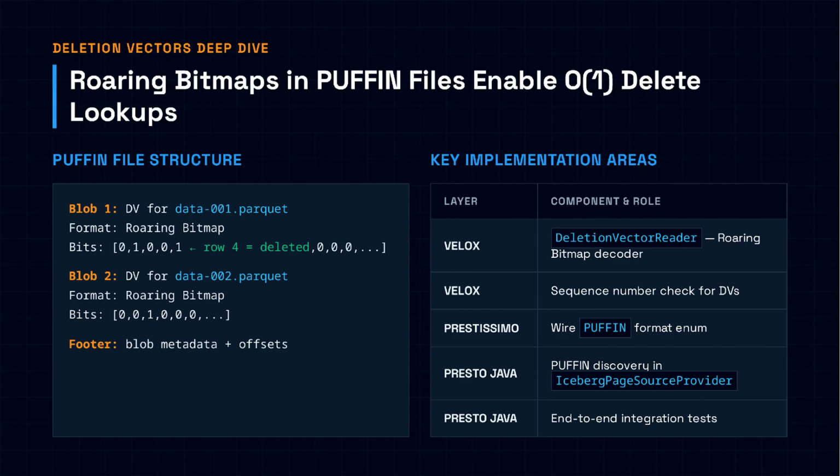So let's dive into the Puffin file format. Let's say we have this file called data1 Parquet, and inside there we have this simple bitmap. Let's suppose row 4 is deleted, so we'll just mark it as 1. Similarly for other rows, whenever we have a new snapshot, per data file, we'll have a new Puffin file.